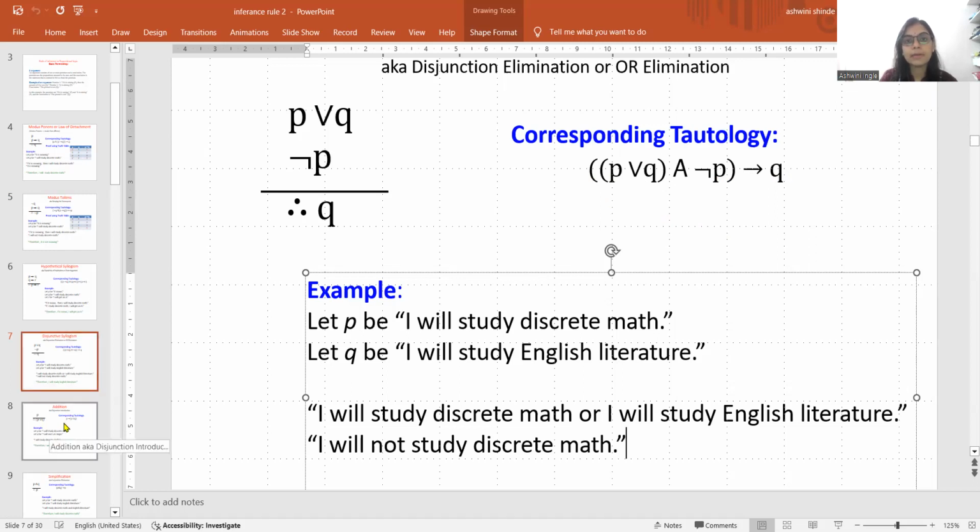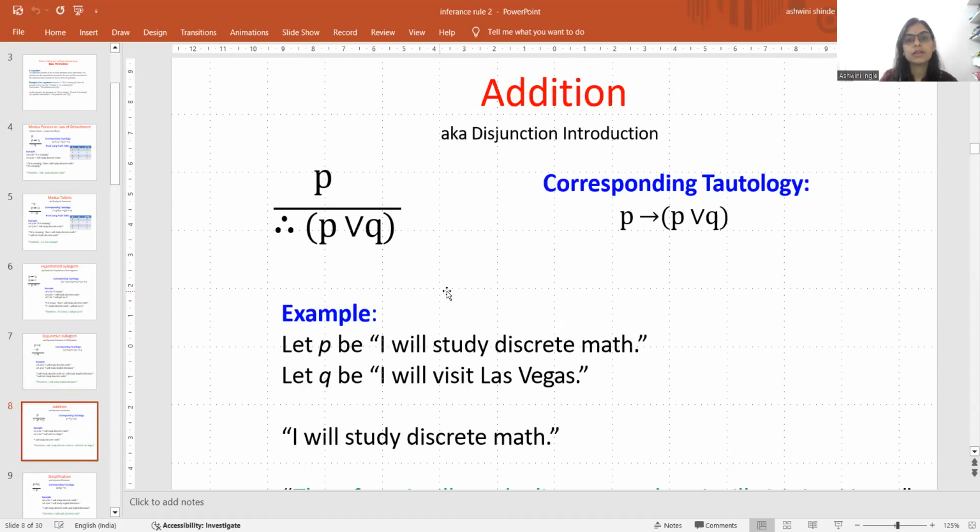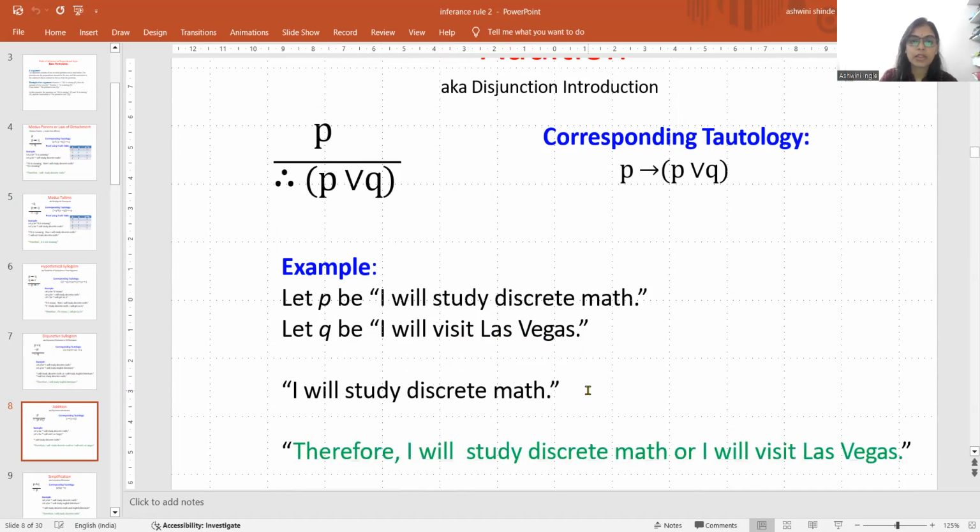Now move on to the next slide. The next slide is another rule of inference, addition, or you can say disjunction introduction. Here we have one premise and a conclusion. Corresponding tautology: if P, then P or Q. Your P is I will study discrete math. Q is I will visit Las Vegas. So if we take the premise, I will study discrete math, your conclusion becomes I will study discrete math or I will visit Las Vegas.